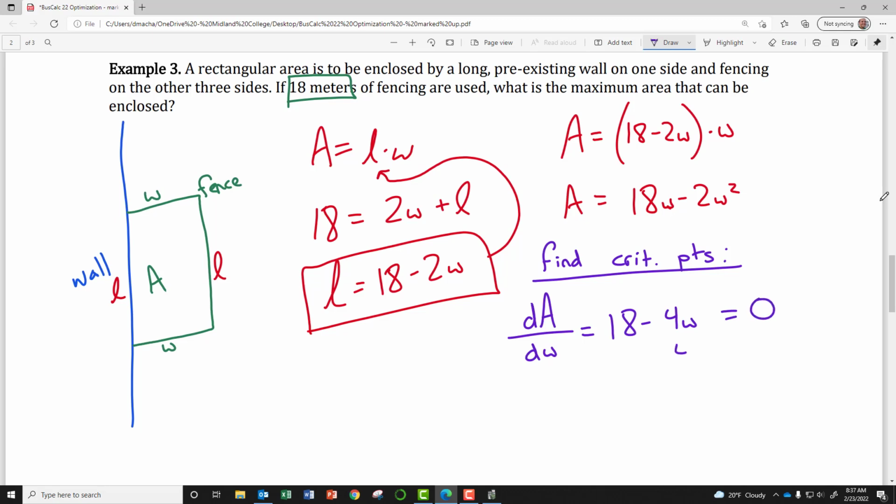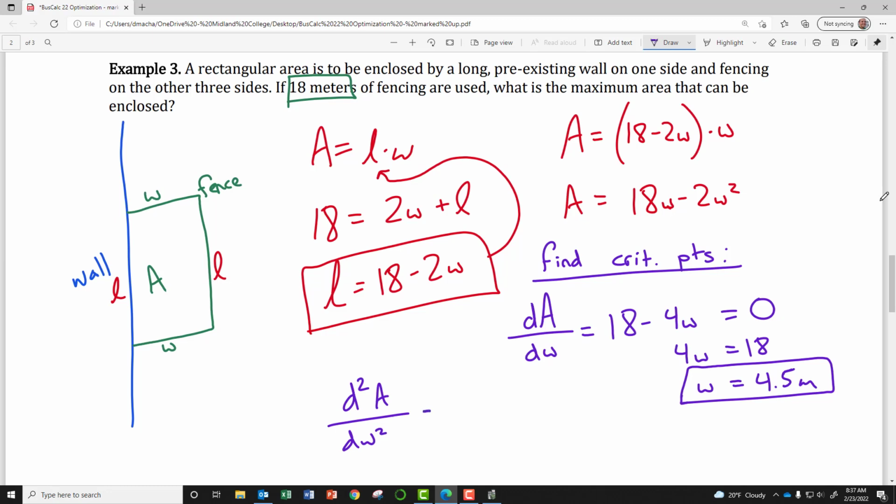So setting that equal to 0 gives me 4W equals 18, and divide both sides by 4, and I get that the width should be 4.5 meters. And that's a critical point, right? So is this critical point really a maximum? Well, let's take the second derivative. The second derivative of area with respect to width would just be the derivative of the derivative. So 18 goes to 0 because that's just a constant, and then negative 4W becomes negative 4.